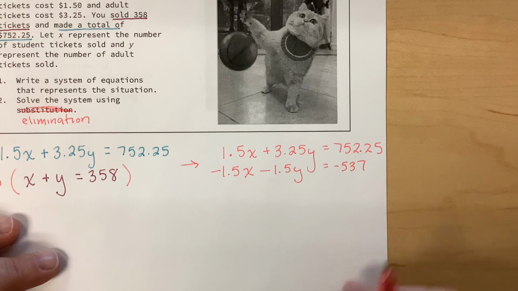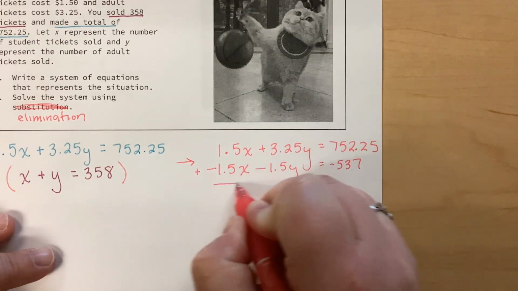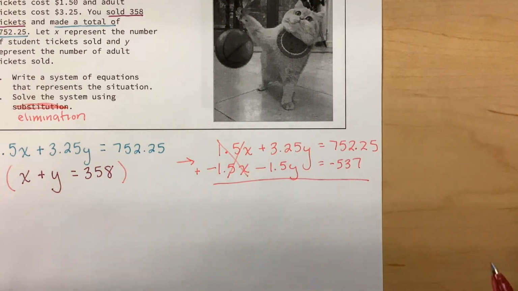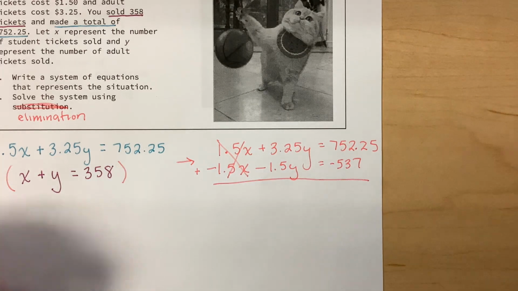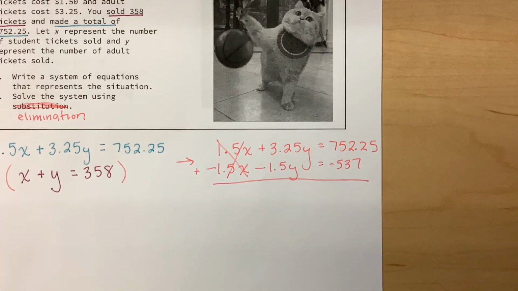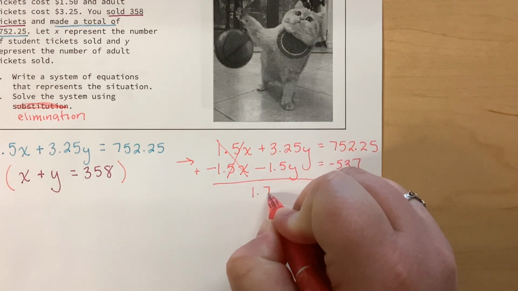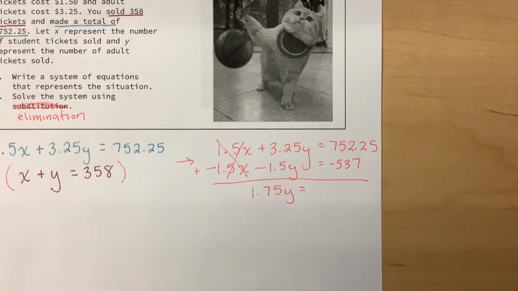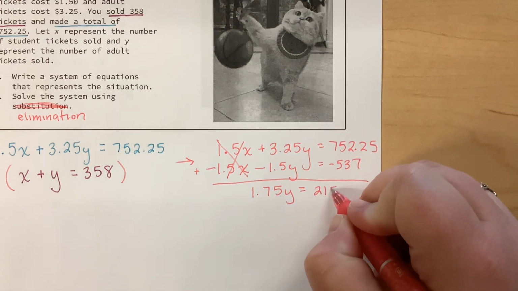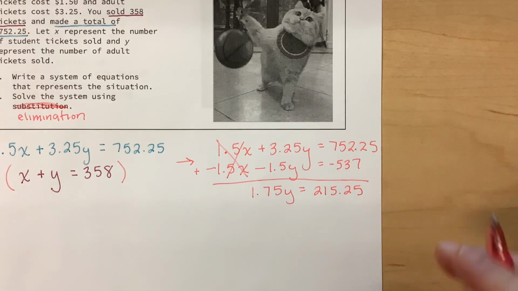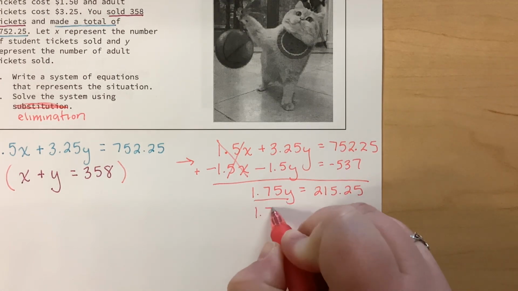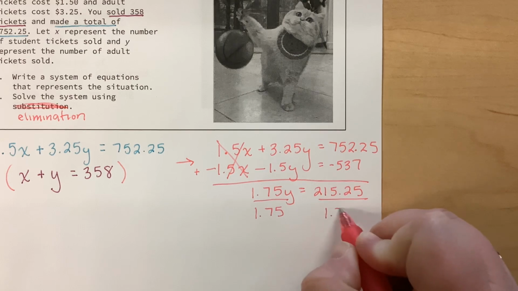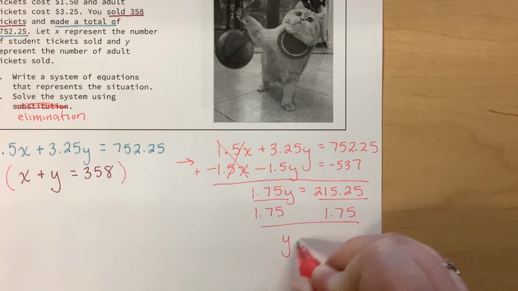So now that I've done that, I can take these two equations and add them together. That will eliminate the x's because 1.5x plus negative 1.5x is 0. So now I have 3.25y plus negative 1.5y, which leaves me with 1.75y. Then I have 752.25 plus negative 537 to give me 215.25. And the last thing I'm going to do is divide both sides by 1.75 to figure out what y is equal to.